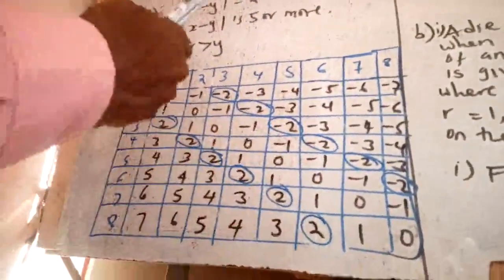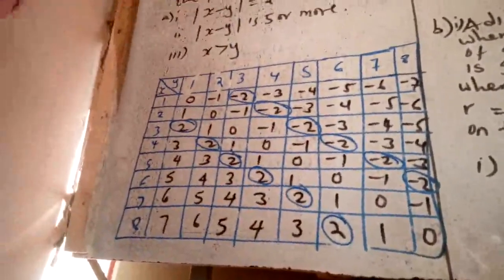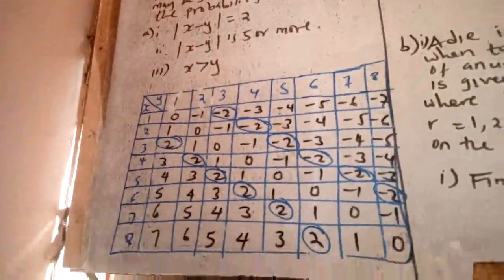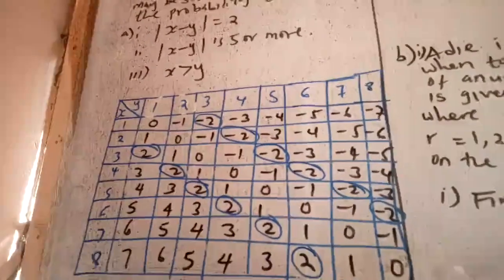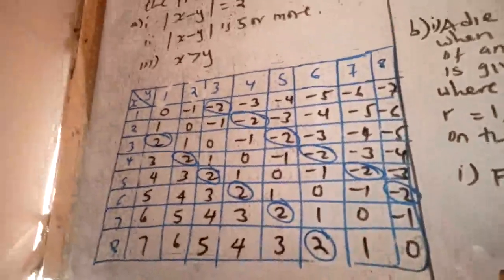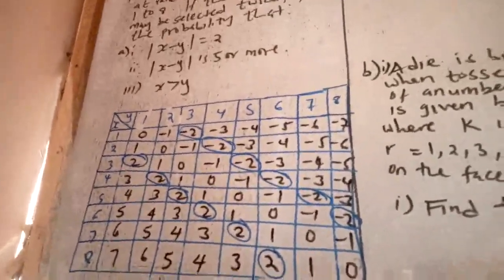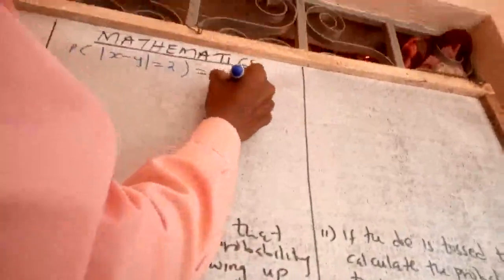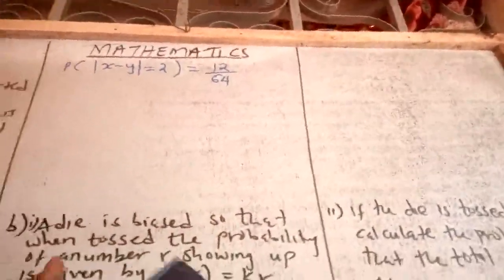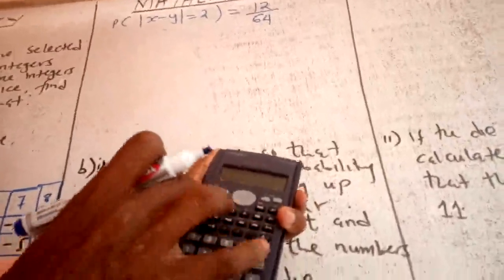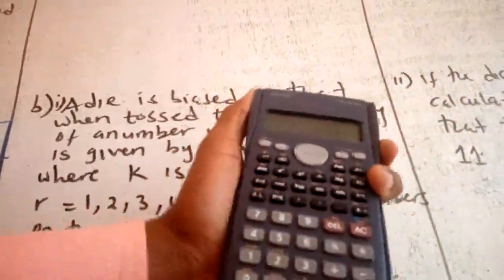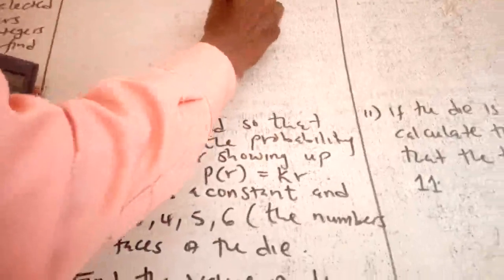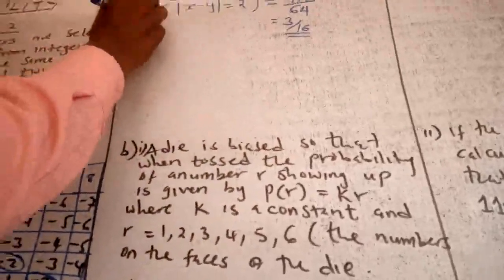And therefore, as far as absolute, the absolute value of x minus y being equal to 2, the total favorable outcome is 12, because there are two 12s. You're supposed to divide by the total possible outcome, which is 64. In your calculator, you put 12 divided by 64, and once you divide, you get 3 over 16. And therefore, the answer becomes 3 over 16. That is the first part of the question, Roman 1. What about Roman 2?